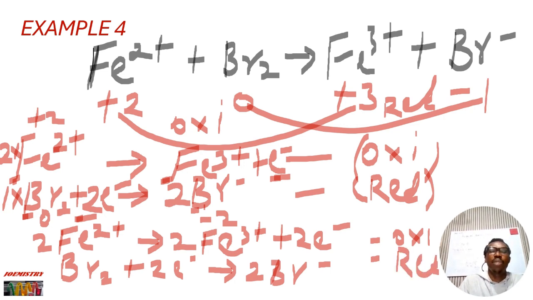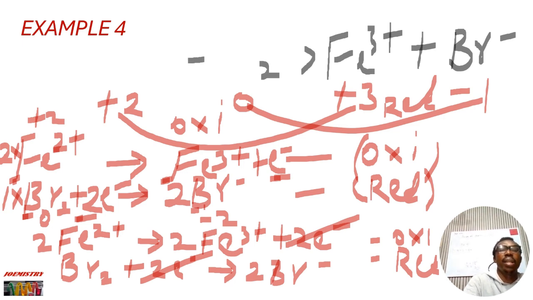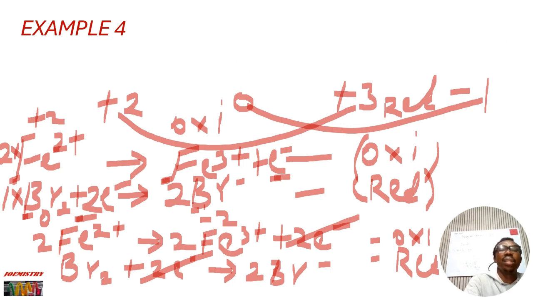So to get the net equation, we have to add the oxidation half cell to the reduction half cell. Electron gain and electron loss will cancel out. I think I have to erase the top so that I will have enough space to write down the net equation. So the net equation will now be what?